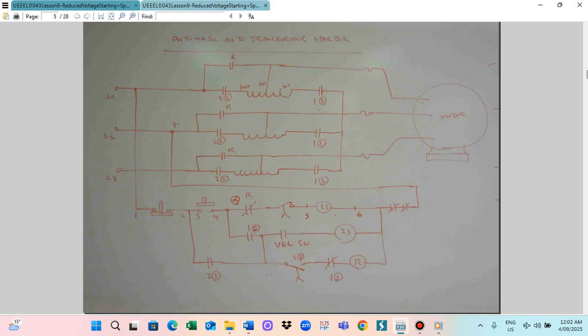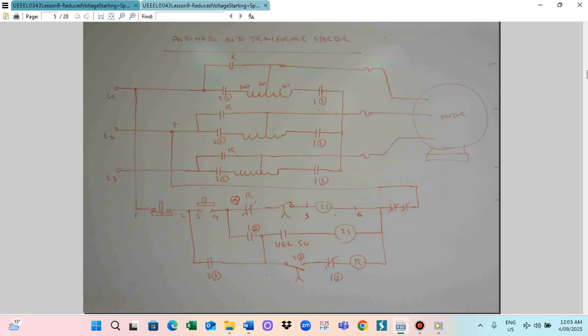So this 2S can only be closed when the motor has started. Motor is running. Without the motor running, this one should not be closed. This is the velocity operated switch. This one also needs to be connected to the 2S. This is why we run the motor. At the stop condition, the motor must not be applied to the full line voltage. So this is why we provided this way. The motor only needs to be applied to the full line voltage in the running condition.